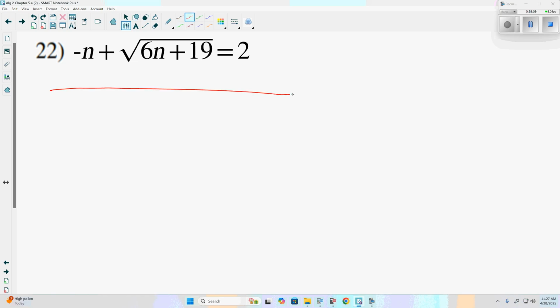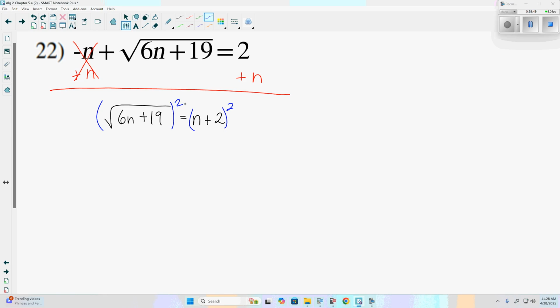No. So to get it by itself, we would have to add n to both sides, because our negative n plus n will simplify out, leaving us with the square root of 6n plus 19 on one side. The other side, 2 plus n or n plus 2, really doesn't matter how we write it. They are the same statement. I like putting in our variables first and decreasing by power.